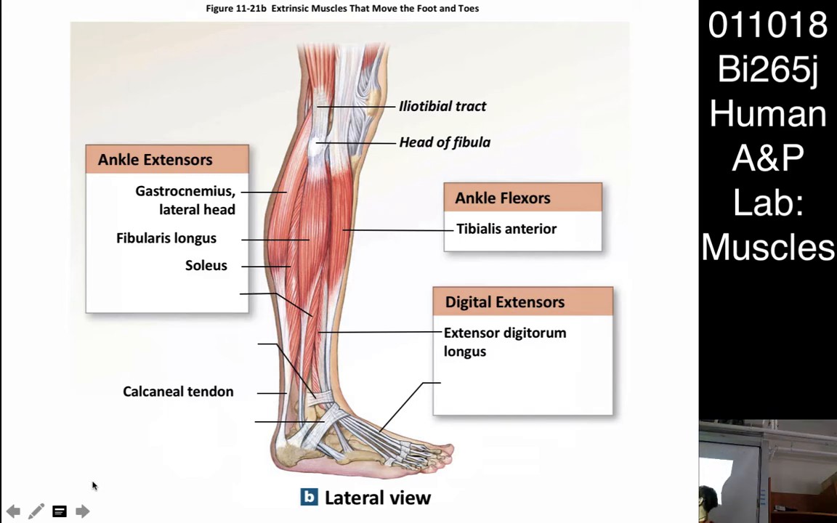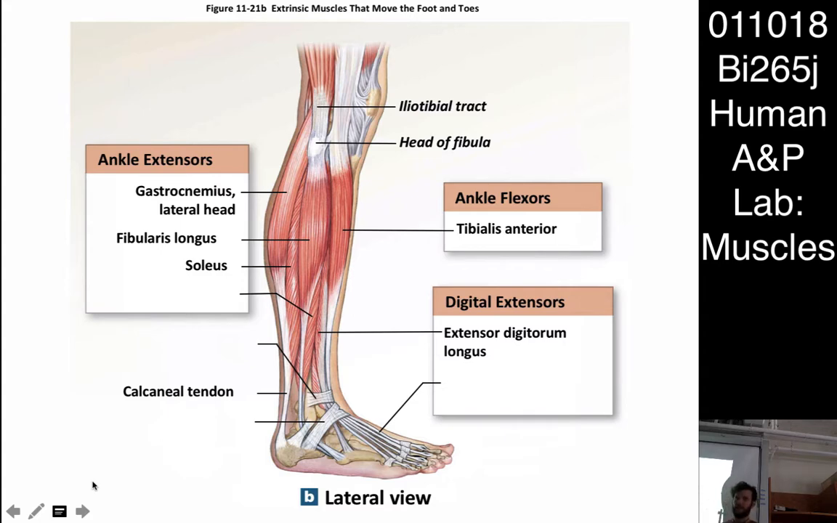Tibialis anterior. This is the muscle where runners who don't stretch properly get shin splints, is what they call it, right? Has anyone had that before? It's just a pain down the front of your foreleg. This is the tibialis anterior.